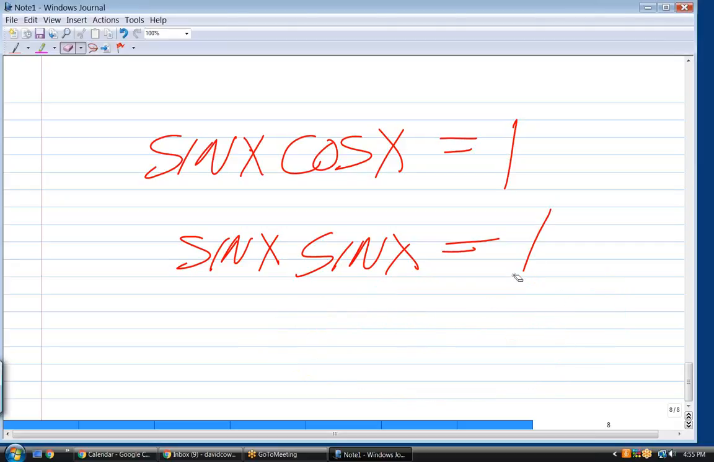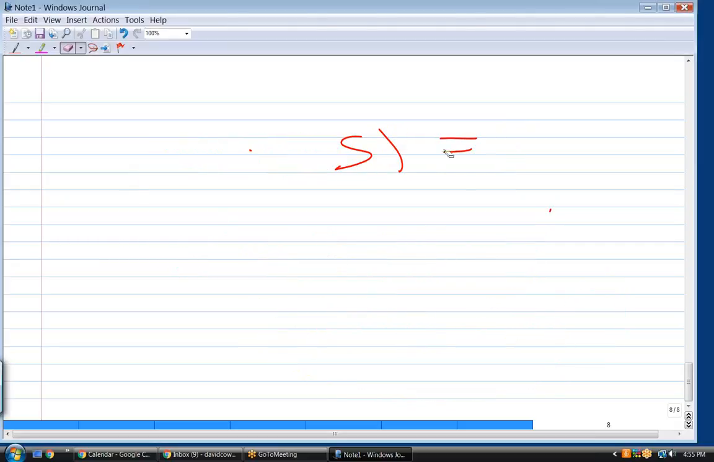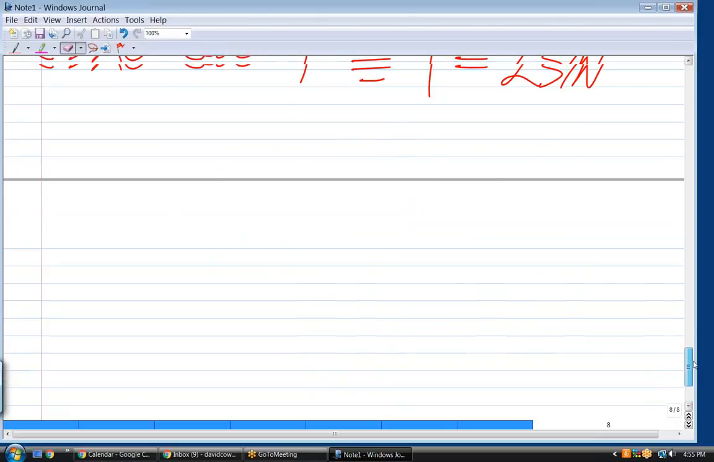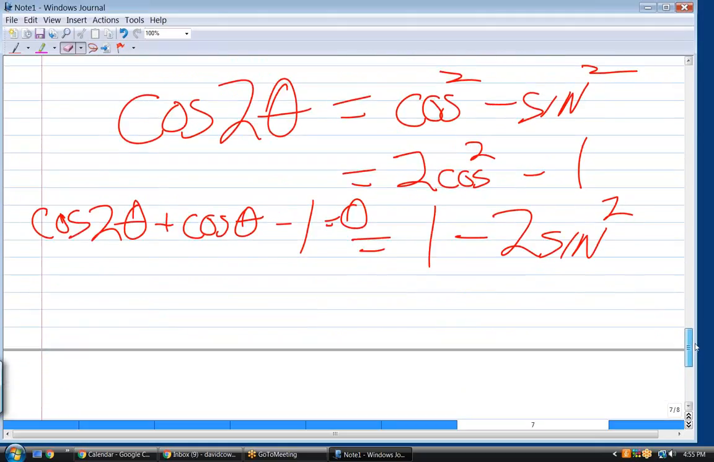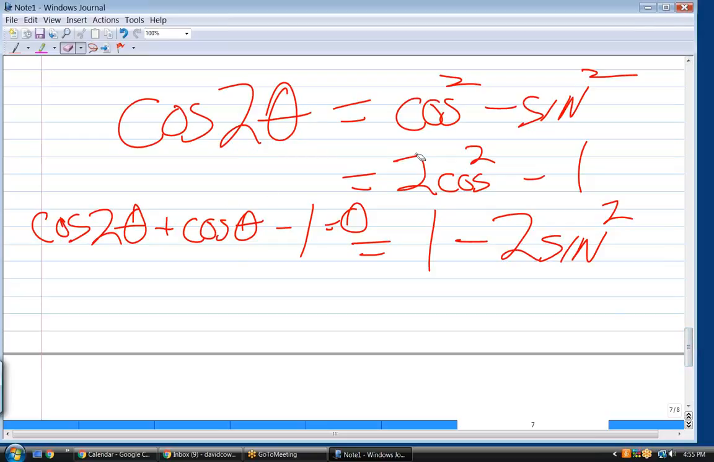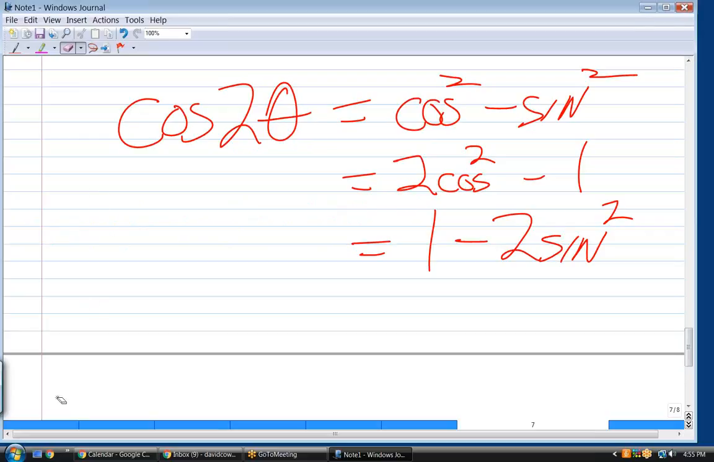So when you're solving trig equations, not verifying trig identities, but solving trig equations, that's where it really matters which identity you choose when you're looking at cosine of 2 theta. You want to choose whichever one is most helpful in solving whatever equation it is you're trying to solve.